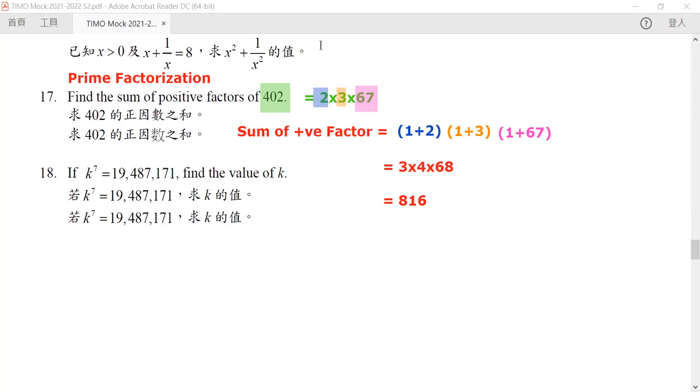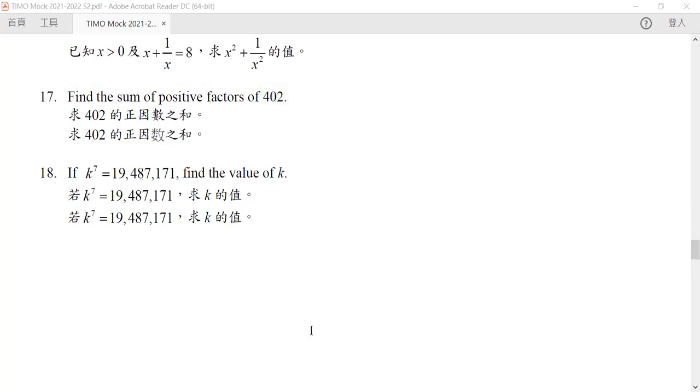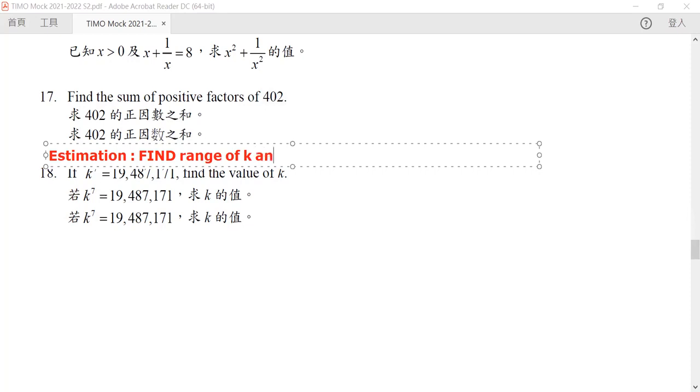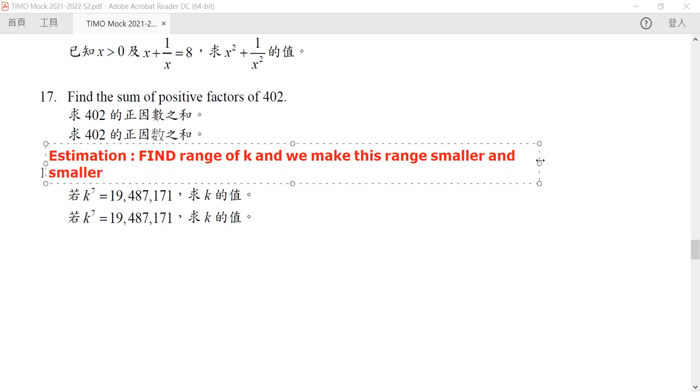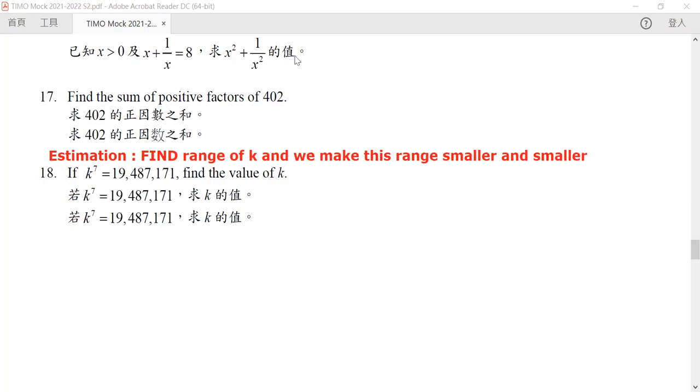Now let's go to our question 18. Question 18: if k to the power of 7 is equal to this, find the value of k. Now this is the power of estimation. The whole thing is asking you about estimation. Whenever you do an estimation, we want to find the range of possible k, and then we make this range smaller and smaller until we know the exact value of k. So at the very beginning, we will find a rough estimation of k.